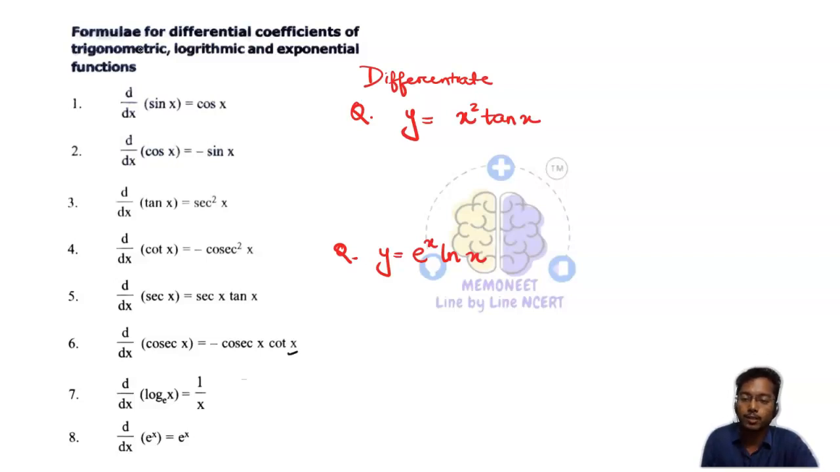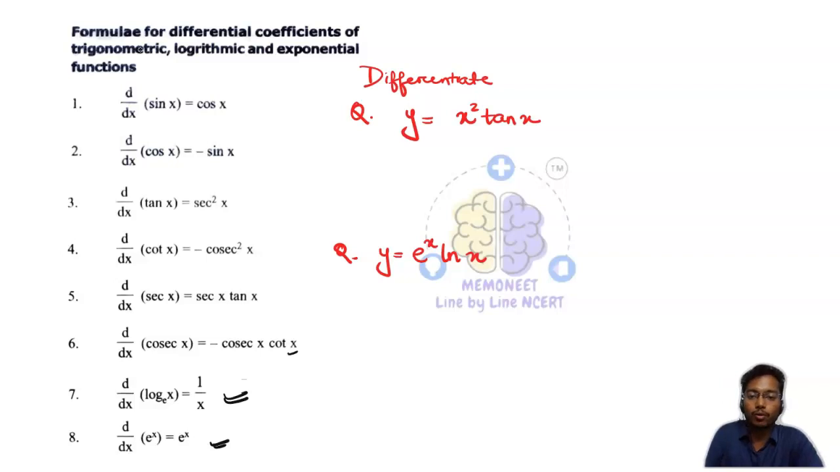Then for log x, the derivative is 1 upon x. This is important. Okay, log x gives 1 upon x, and e to the power x gives e to the power x. When we differentiate e to the power x, it will be the same value.